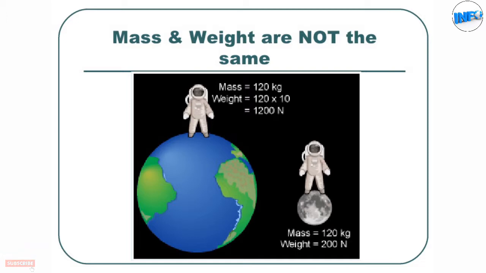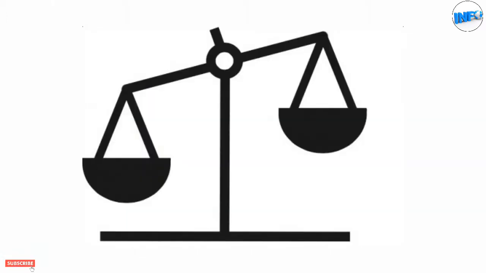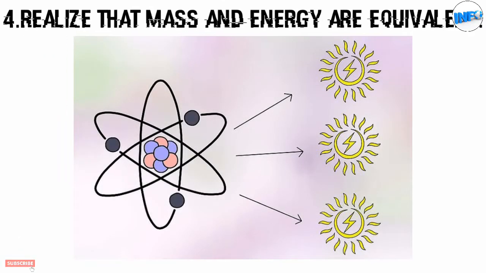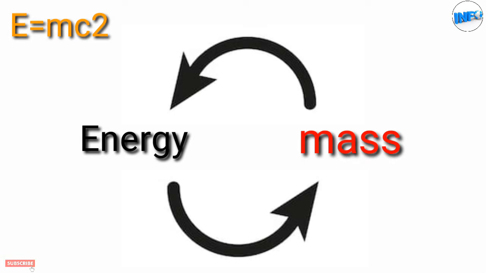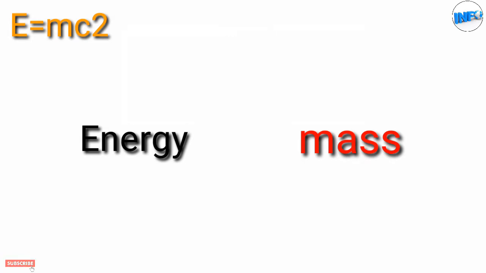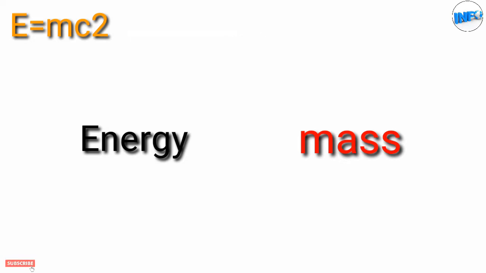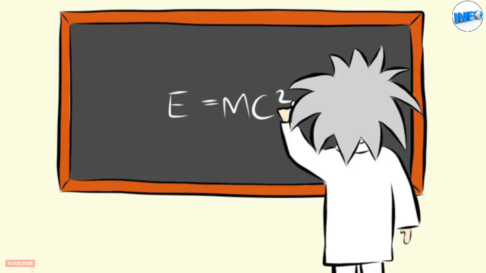Like energy, mass can neither be created nor destroyed, but it can change form. For example, an ice cube can melt into a liquid, but it still has the same mass in both states. Realize that mass and energy are equivalent. The equation states that mass and energy are the same thing and tells you how much energy is contained inside a certain amount of mass. Essentially, the equation explains that a small amount of mass is full of a large amount of energy.